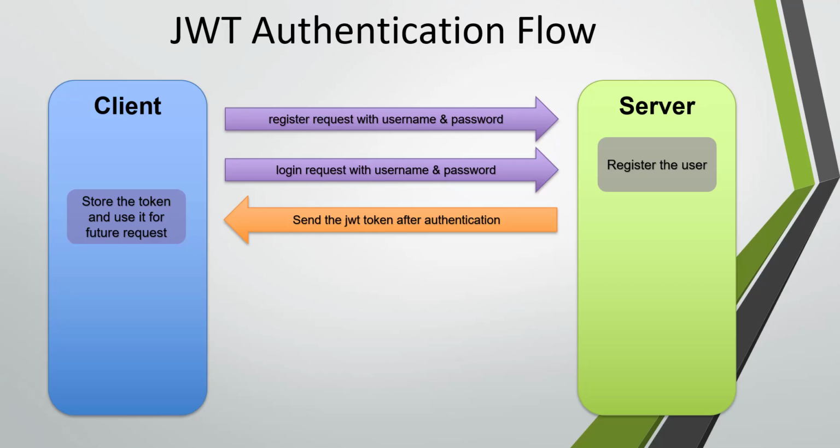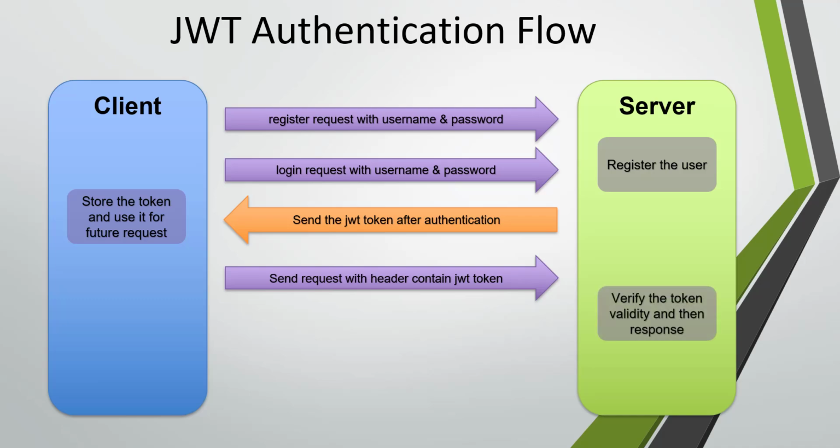The client then stores the token, and for all subsequent requests, the client attaches this token in the header of the request and sends it to the server. Once the server receives the request, it extracts the token from the header, validates the token and its expiry, and based on the validation, responds back to the client. So let me show you how it is done via Postman.